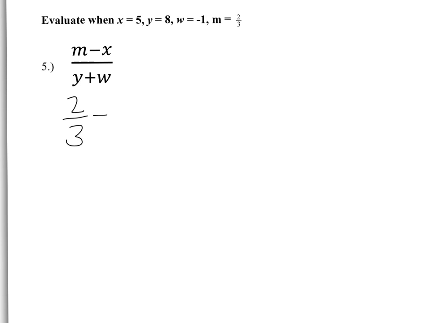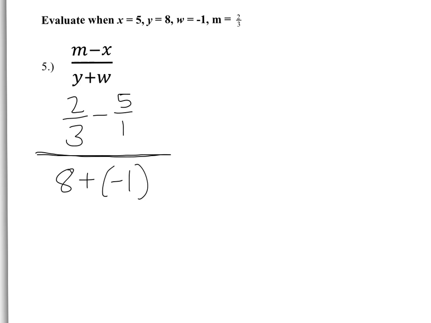X is 5. Now, I'm going to think ahead now. Instead of writing 2/3 minus 5, I'm going to write minus 5 over 1. Because I'm going to have to combine those two things, right? Now, I've got a fraction bar, so put that fraction bar there, over y plus w. So I have 8 plus negative 1. And you don't have to have the parentheses, you also could just write 8 minus 1 at the bottom. All right, so now this problem looks super ugly, hence the reason we say evaluate or simplify this.